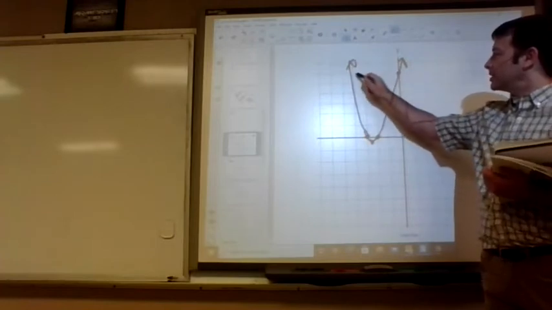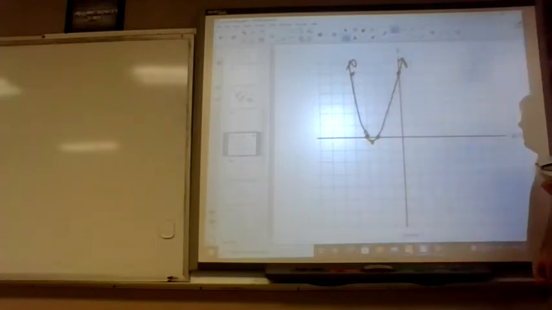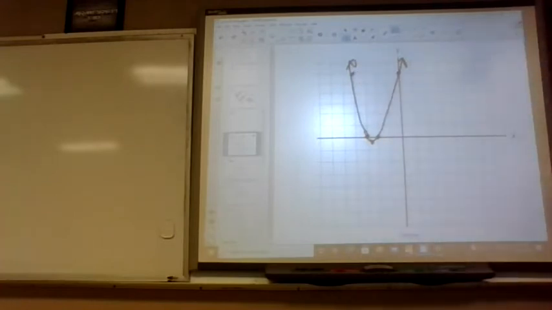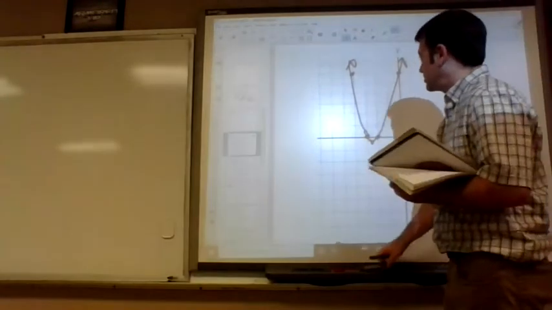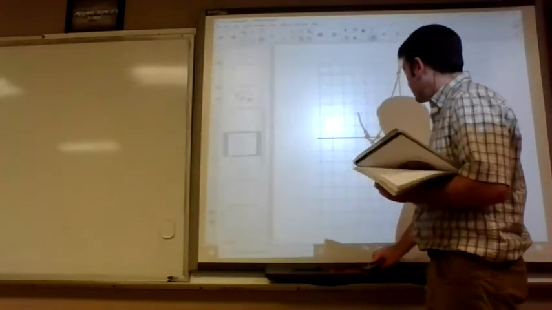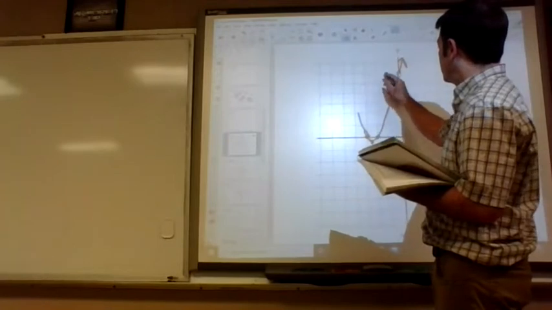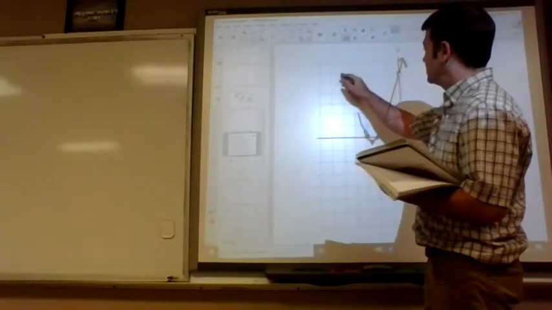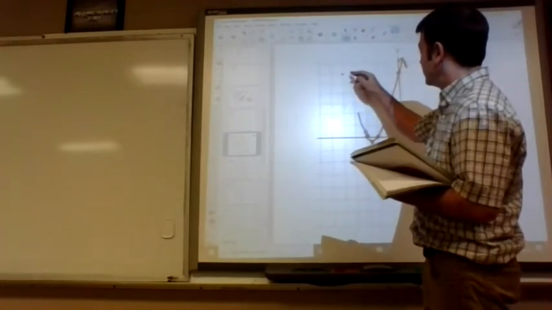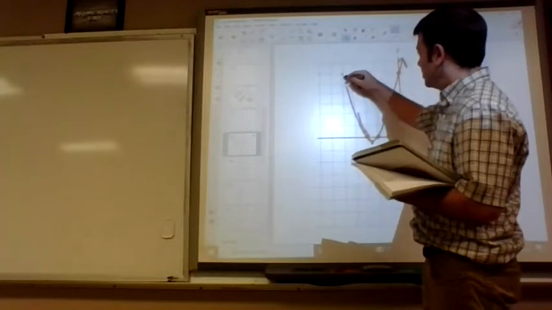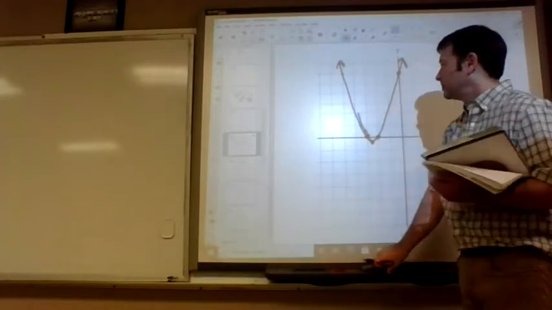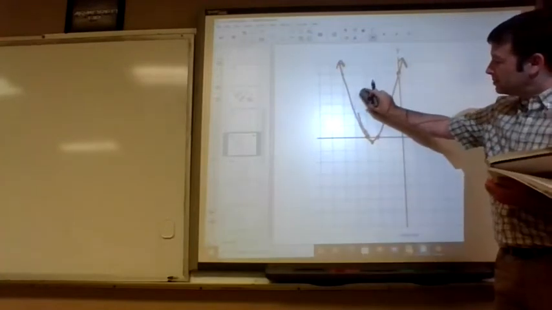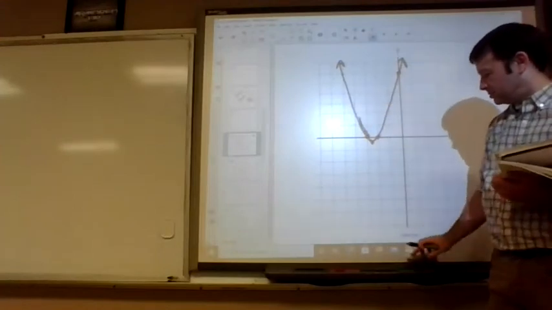I guess I could have drawn the mirror point. I could have missed. That's not it. 1, 2 and a half. Should have been right there. There.